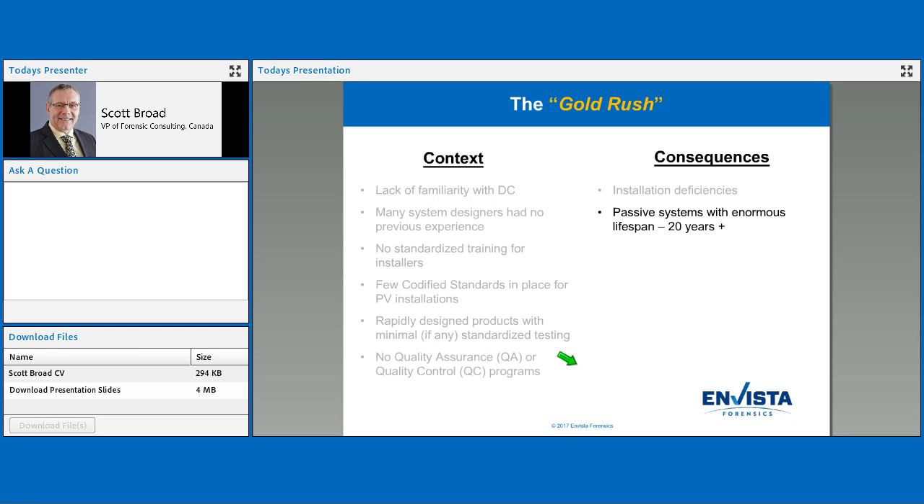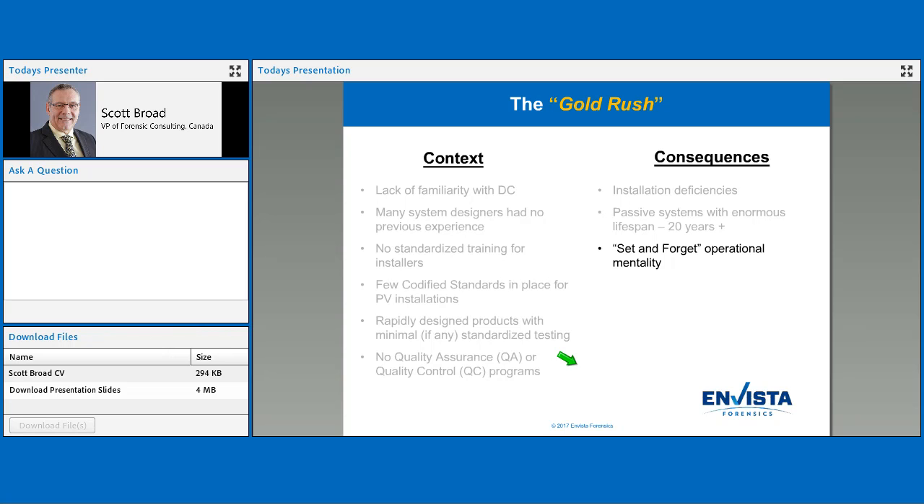We were putting systems on roofs that were supposedly going to last 20 years. But the problem is we were building them on rooftops that only had a lifespan of about 3 or 4 years. So now we're ripping all these systems off to put new roofs on. There was this mentality that you just put these things up and you set them and you forget them.